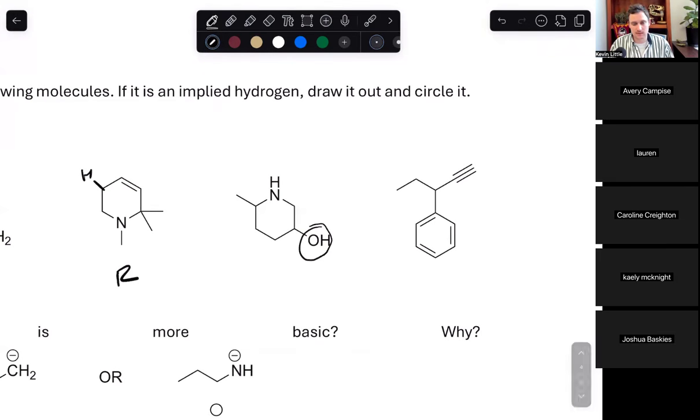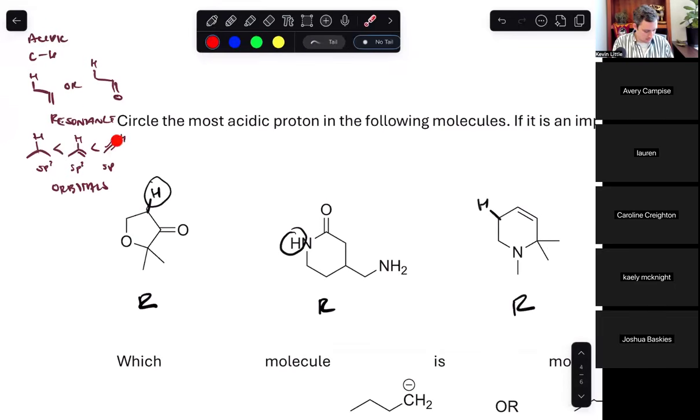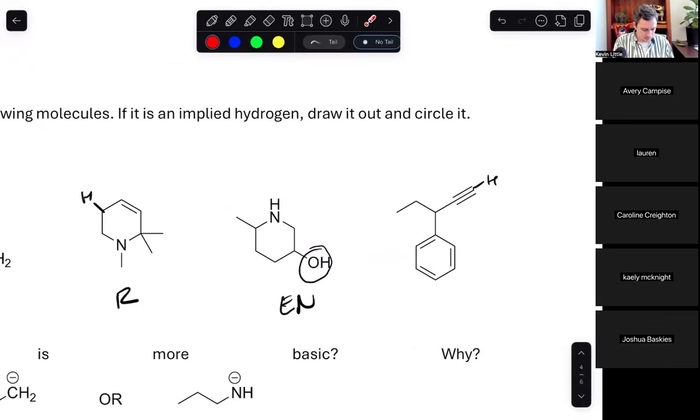And this last one, I have a whole bunch of carbons, there's no heteroatoms to look at. I have some sp3 carbons, some sp2 carbons, and an sp carbon. I do have a hydrogen on an sp carbon, which is preferable. That's more acidic than an sp2 or an sp3. So this one would be my most acidic proton because of orbitals.